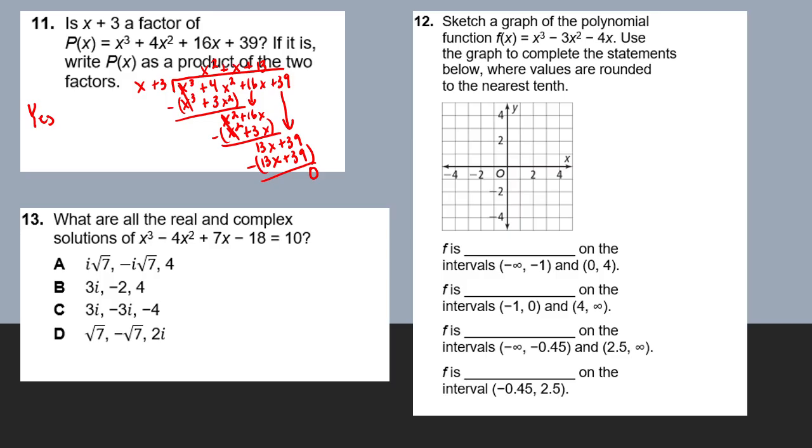And then when it wants us to write it as the product of two factors, okay, this is where you're going to take what you were dividing by, so the x plus 3, and then multiply it by the quotient that you got, the x squared plus x plus 13. Okay, so that's what they're looking for in this answer. So if it goes in and you get a remainder of 0 at the end, right here, then you know it is a factor. And so then you write the divisor and the quotient as a multiplication. Okay, so that's what it means as a product of two factors.